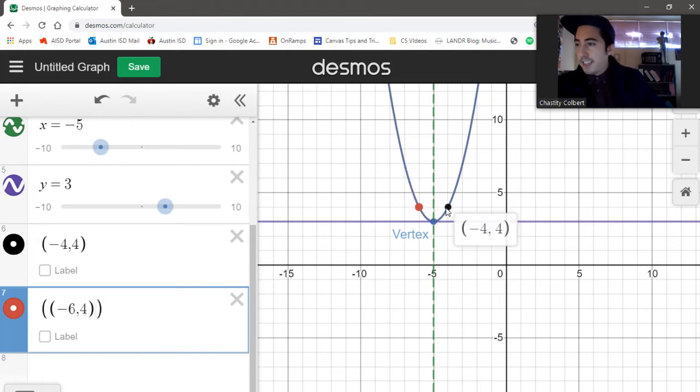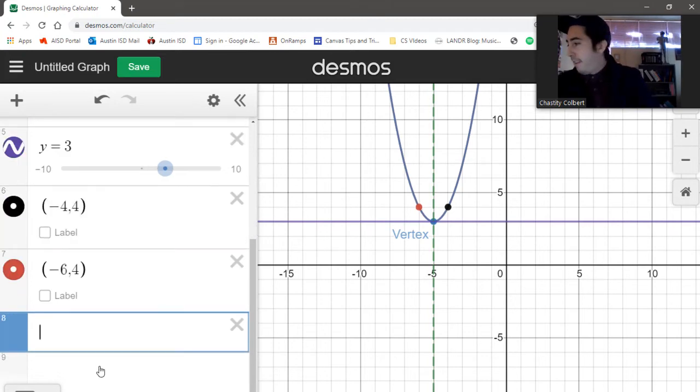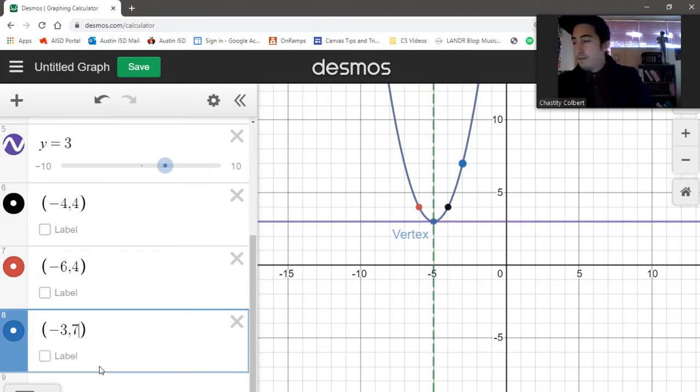From the vertex, I can also go over 2, up 4. So if this is at, what's that point at? That point is at -5, 3. I also have a point here at over 2, so it becomes -3, 7, right? Yeah, there we go. Now that's one way to do it.